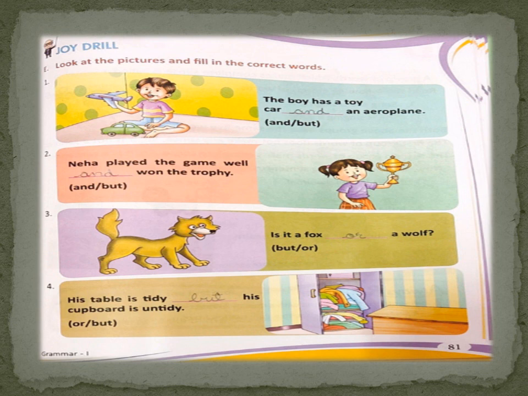Neha played the game well, dash, won the trophy. Neha played the game well and won the trophy because this is also not opposite. She played the game well, so she won the trophy. So and. Is it a fox or a wolf? Options are but or. This is not opposite. Is it a fox or a wolf?